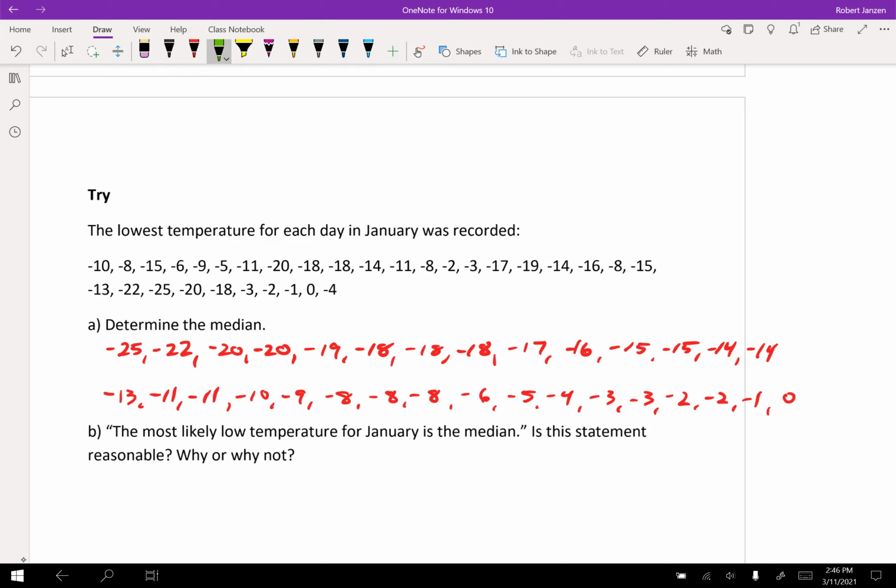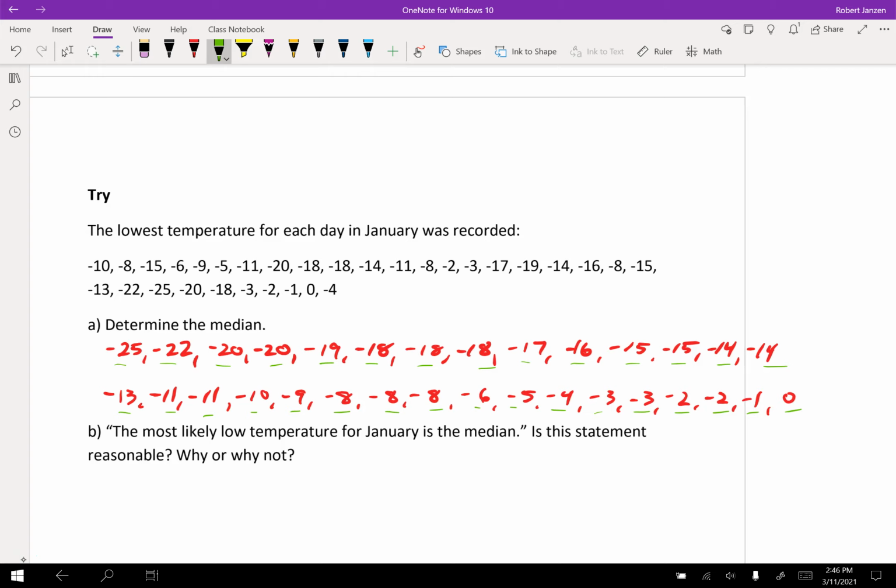We're looking for median. So how many numbers are there, first of all? 1, 2, 3, 4, 5, 6, 7, 8, 9, 10, 11, 12, 13, 14, 15, 16, 17, 18, 19, 20, 21, 22, 23, 24, 25, 26, 27, 28, 29, 30, 31.